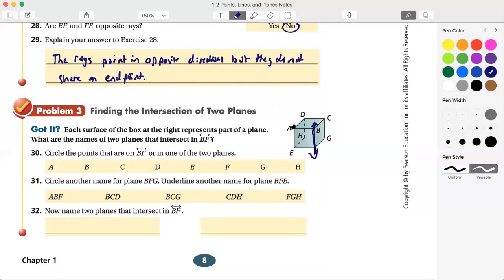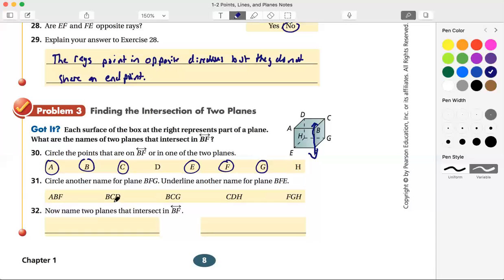All right, so here's A. A is on the plane that contains BF, so that works. B is on the line. C is on this other plane. D is in the corner, so no. E is on the bottom, so it's on the front plane, yep. F is right here, it's on the line. G is on the side plane. And H is on the back, so no, that does not.